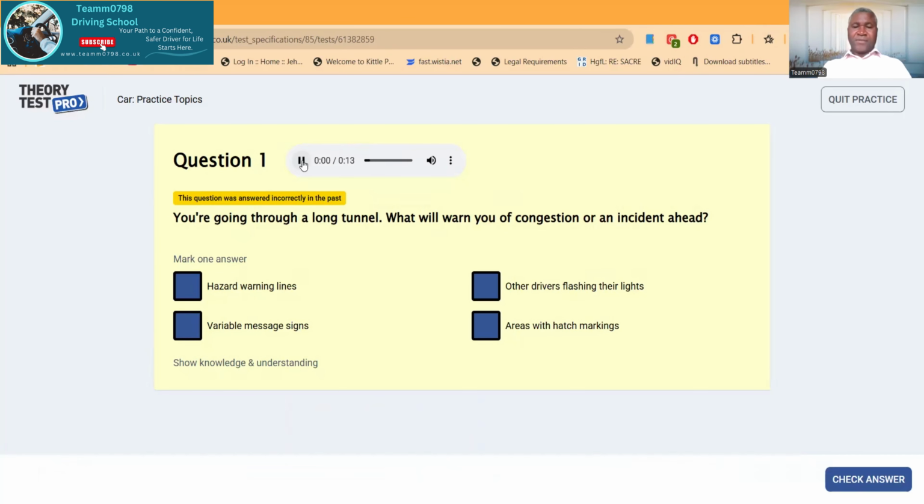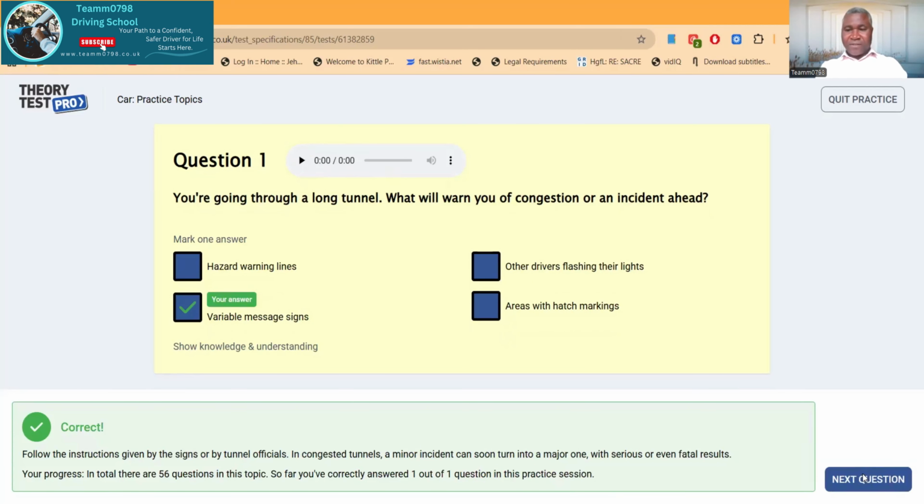You're going through a long tunnel. What will warn you of congestion or an incident ahead? Hazard warning lights. Other drivers flashing their lights. Variable message signs. Areas with hatch markings. Variable message signs. Yeah, we memorized that already, haven't we? Good.